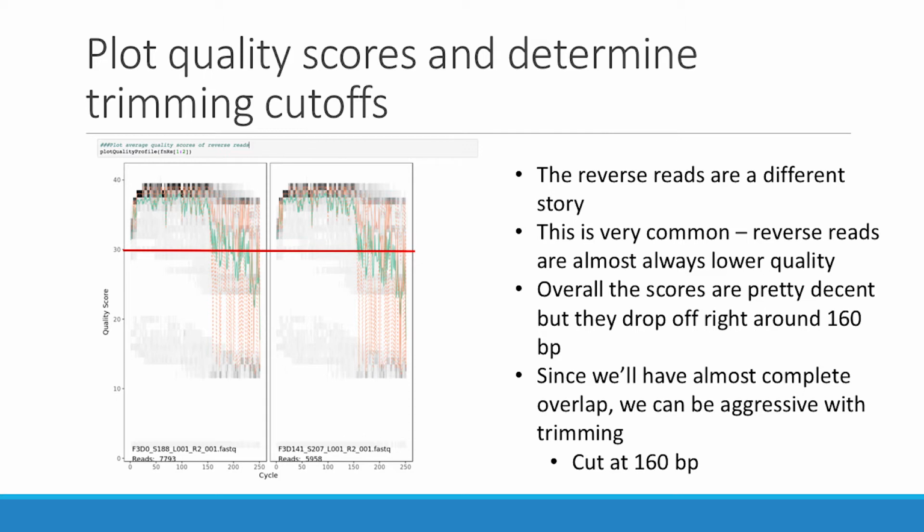The reverse reads are a slightly different story. This is totally normal. This is very common with Illumina sequencing, as Ashok explained earlier. And here we see a more dramatic drop-off of the average quality score earlier on in the read. They're pretty good, and then they start to drop off around 160 base pairs. So we know that's where the data starts to get a little bit dicey. That tells us that we should cut at around 160 base pairs, give or take a couple of base pairs.